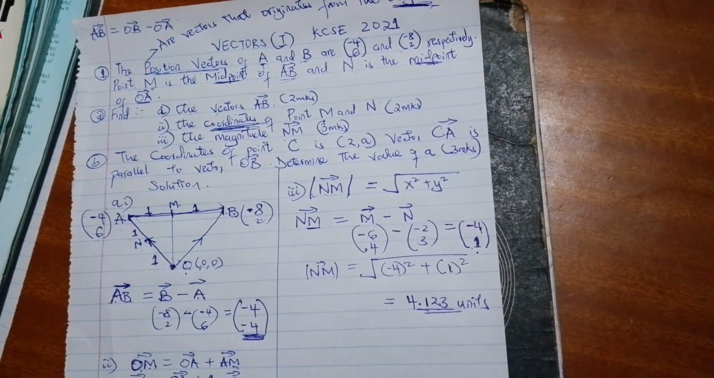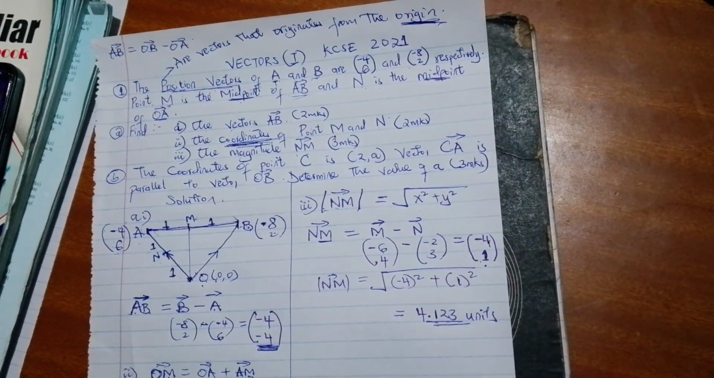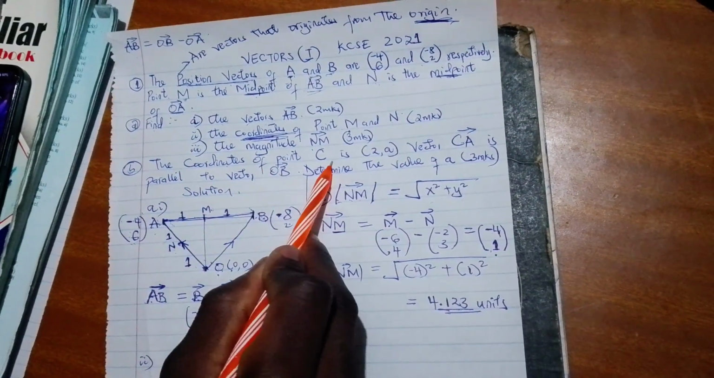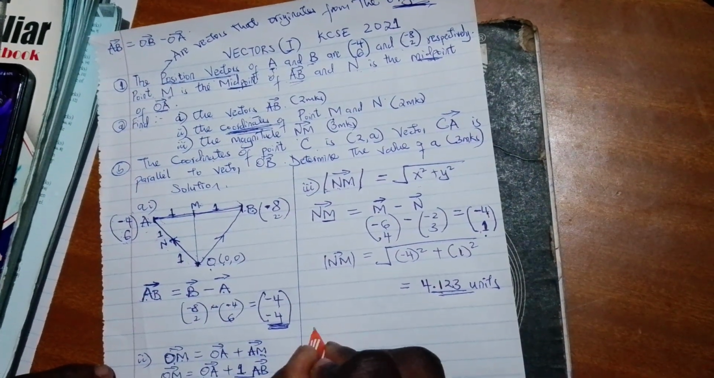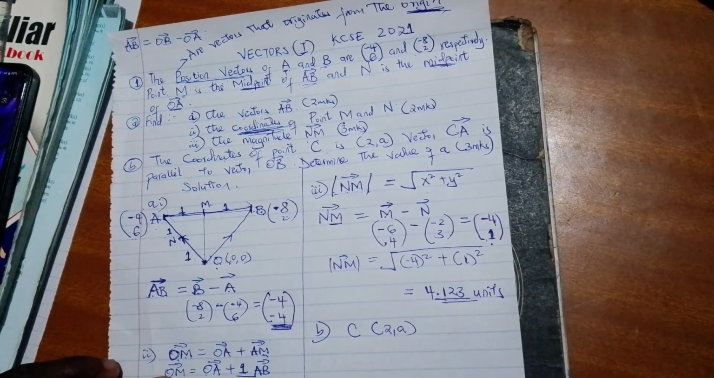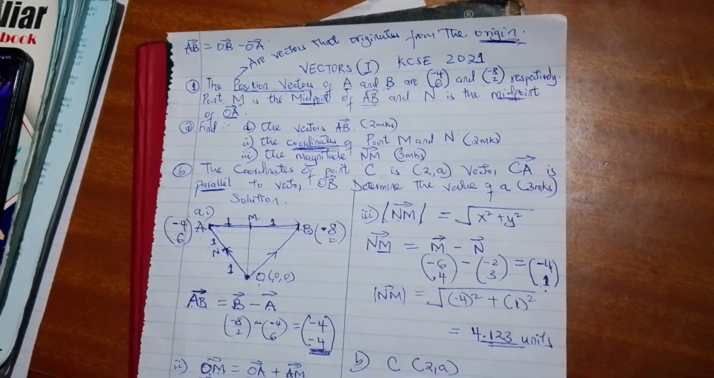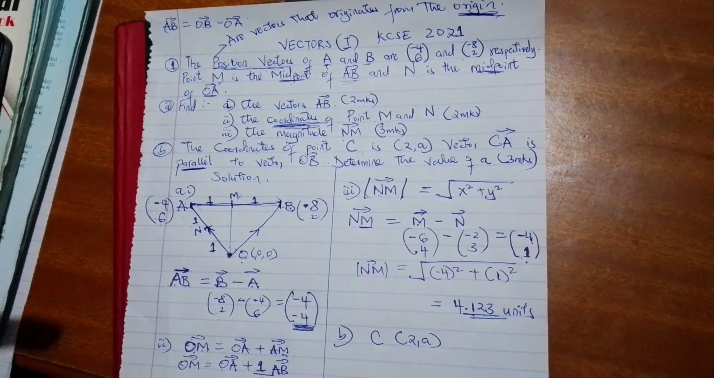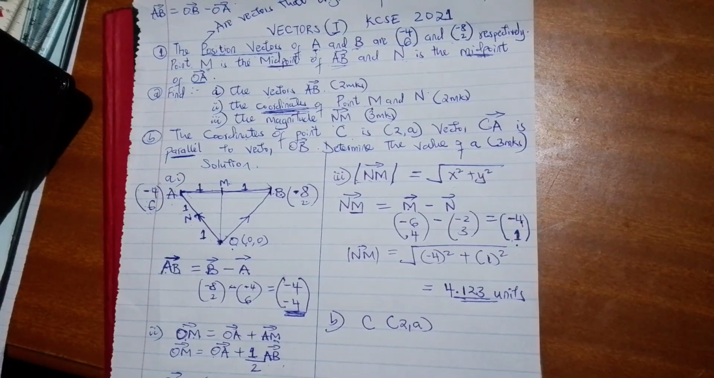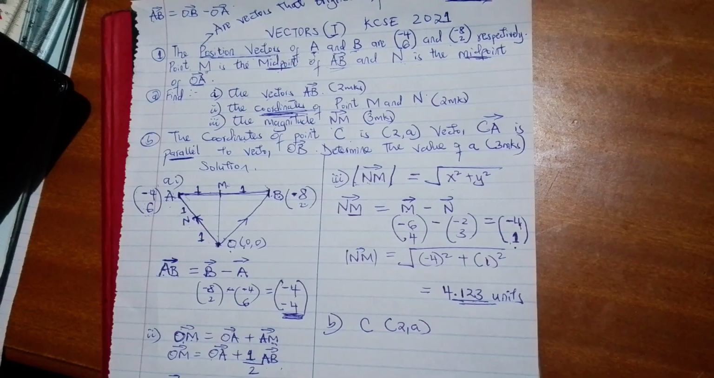The last part, part B. What does it say? It says the coordinates of point C is (2, A). Vector CA is parallel to OB. That is very, very important. Parallel vectors have what we call a common constant. That is what is important there.